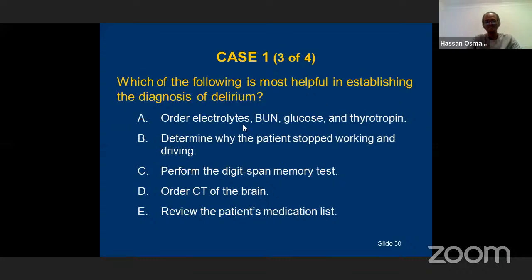Lovely. So many of the fellows mentioned A. I'll read the question again. Which of the following is the most helpful in establishing the diagnosis of delirium? So here we are talking about the diagnosis. We're not talking about the causes. So the answer will be C, perform the digit span memory test.